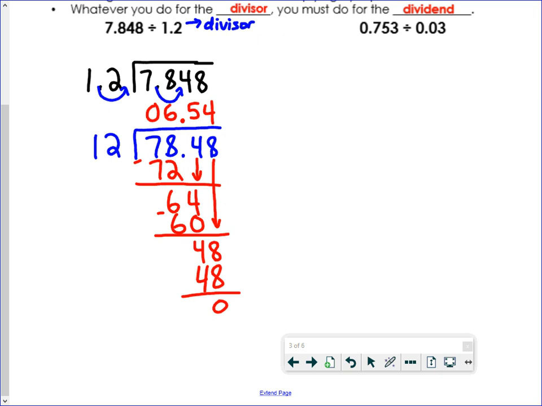So that's our final answer. So our final answer is 6 and 54 hundredths. Make sure you box your answer so it's easy to see. And there you have it, 6 and 54 hundredths.